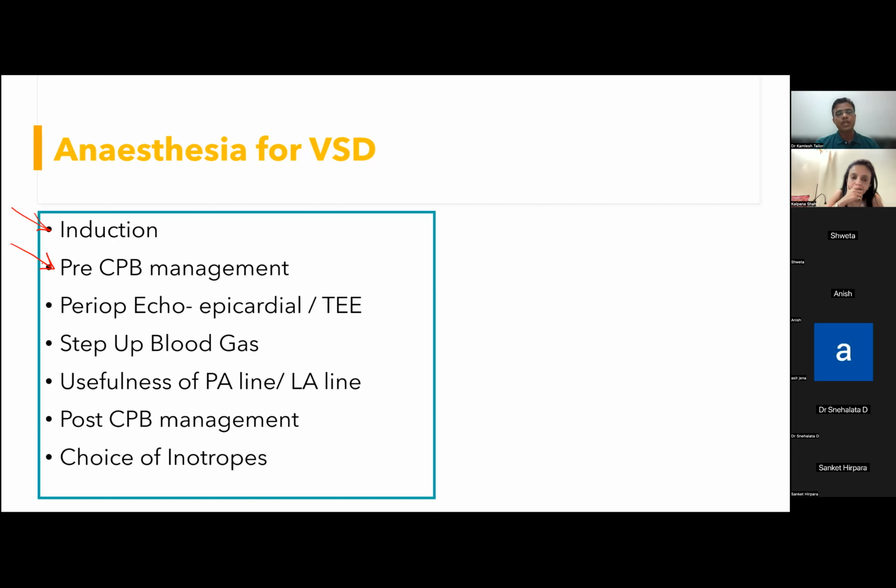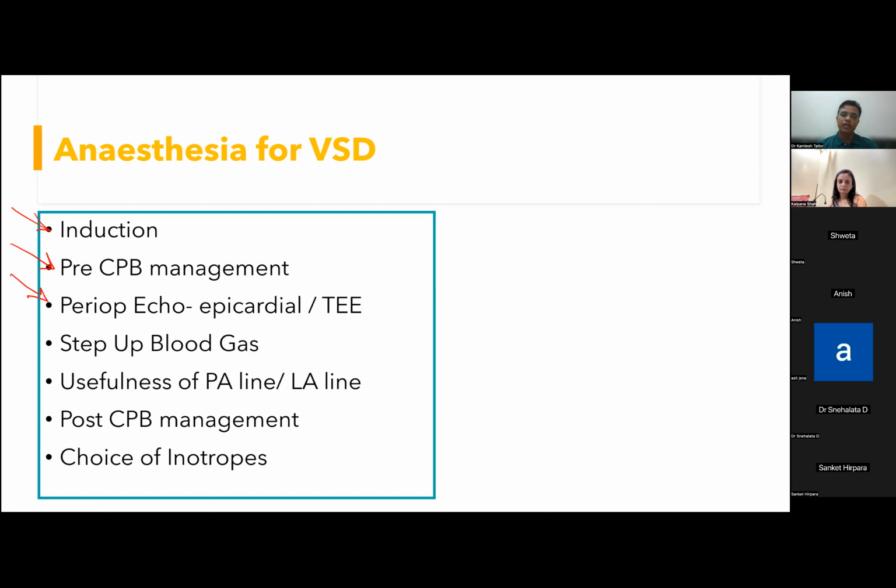Regarding pre-CPB management, because there is a large left to right shunt, after intubation one has to reduce the FiO2 as low as possible, because increasing the FiO2 further increases the left to right shunt and worsens the symptoms even before going on cardiopulmonary bypass. The PaCO2 is kept slightly higher, so we keep a slightly lower respiratory rate to increase the PaCO2 to around 40 to 45 to reduce the left to right shunt. The tidal volume has to be adequate, and there has to be PEEP because there will be lung congestion to start with. These are the pre-CPB ventilator management points.